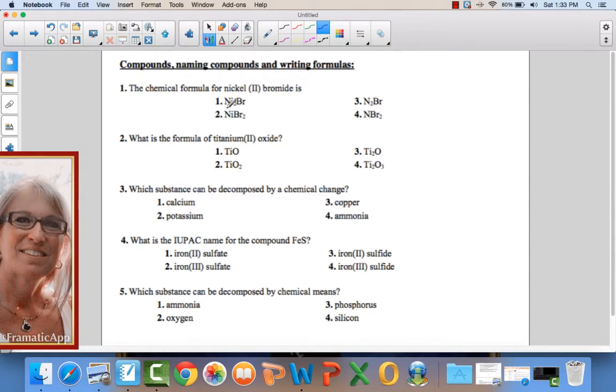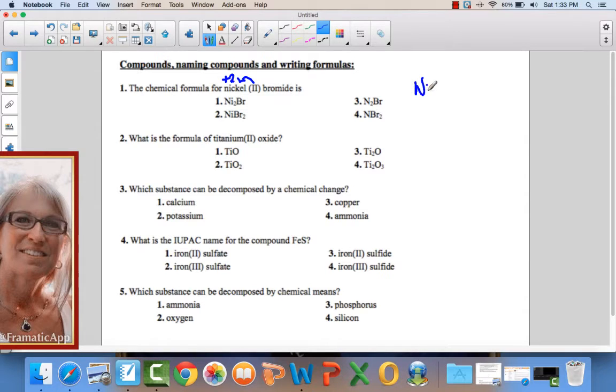So it says the chemical name for nickel 2 bromide is. So this Roman numeral is telling us the oxidation number for nickel. So they're telling us that nickel is +2. If it was a Roman numeral 3, then this would be +3. If it was a Roman numeral 1, then it would be +1.